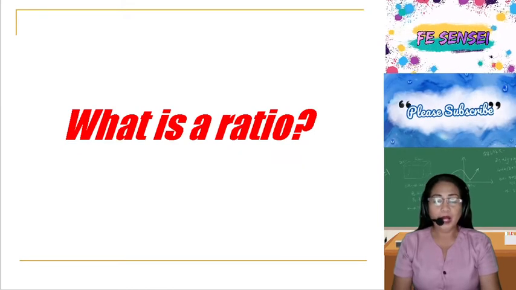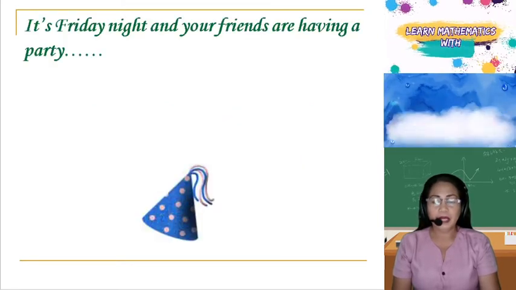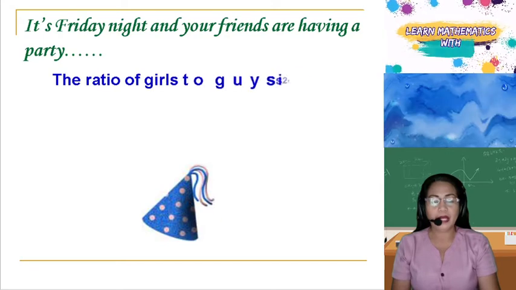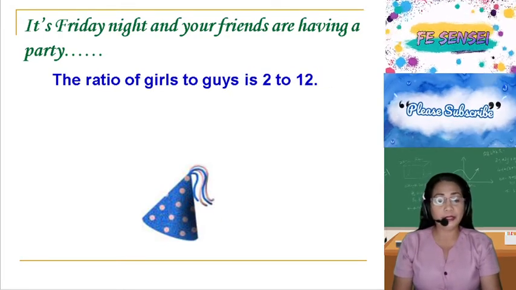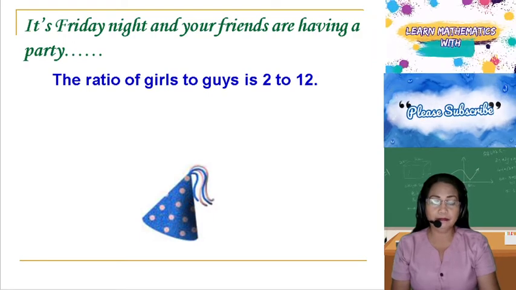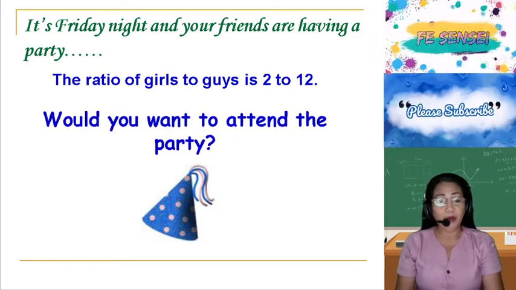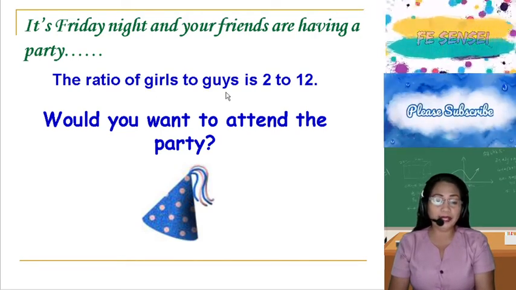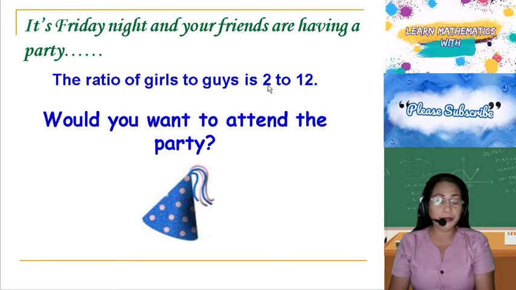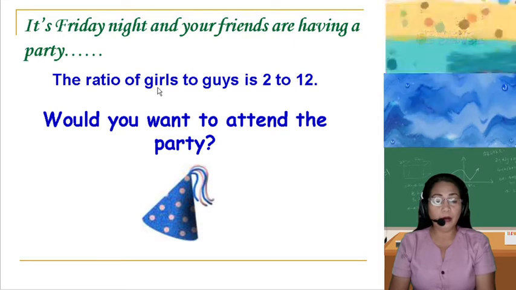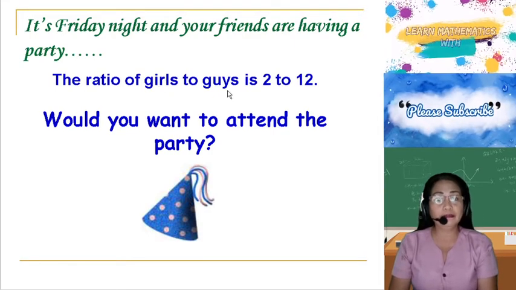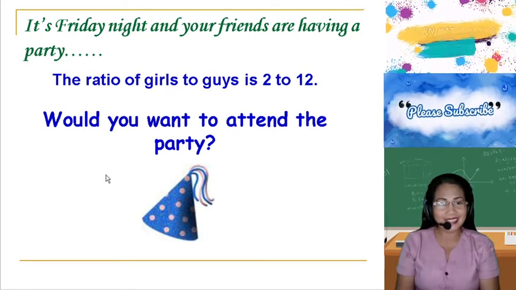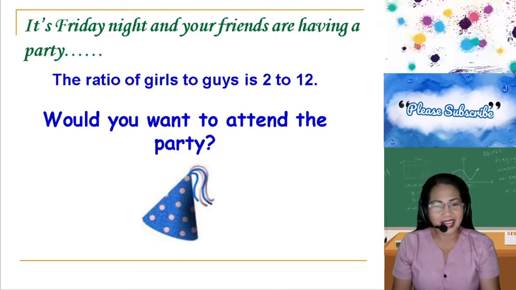Let's study. What is a ratio? It's Friday night and your friends are having a party. The ratio of girls to guys is 2:12. Would you want to attend the party? Remember, the ratio of girls to guys is 2:12. Therefore, we have 2 girls and 12 guys. Would you want to attend the party? It's up to you.